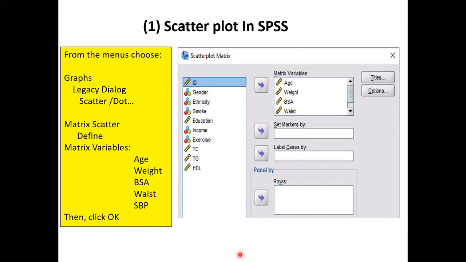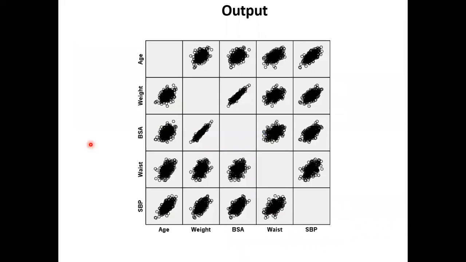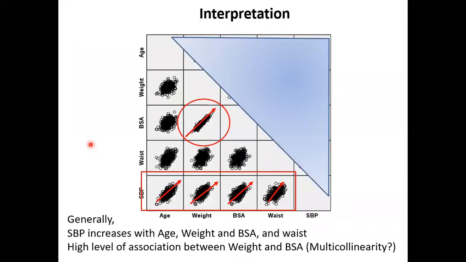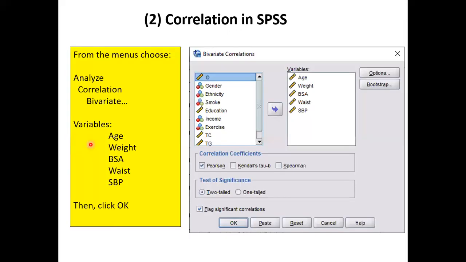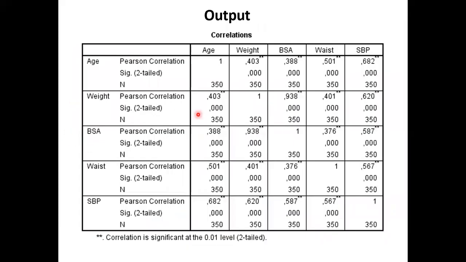Scatter. It's simple. We have a matrix plot. Visualize. We can foresee some problem there. Correlation. Again, this value is very high.